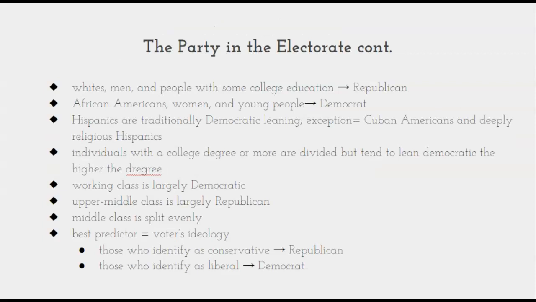When we look at political parties, we can certainly find some alignment among certain demographic characteristics. So, white men and people with some college education tend to vote more Republican. African Americans, women, and younger people tend to vote more Democratic. Hispanics are traditionally Democratic leaning, but there are some exceptions.